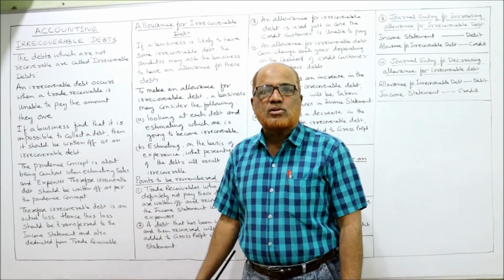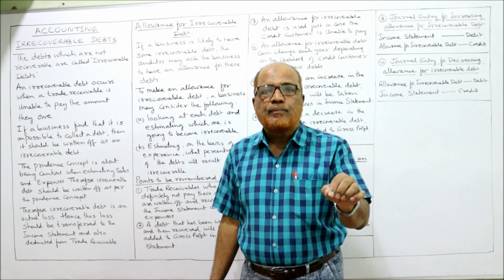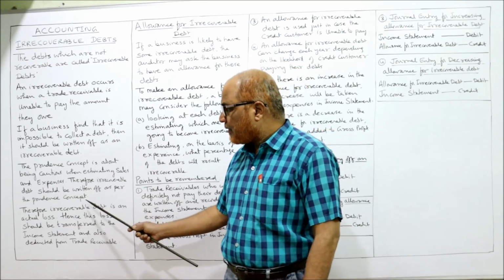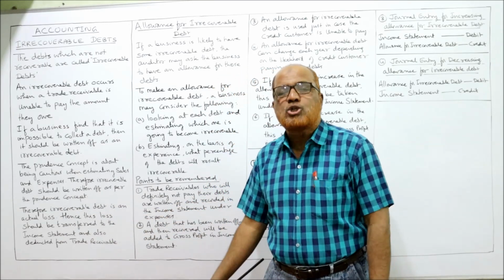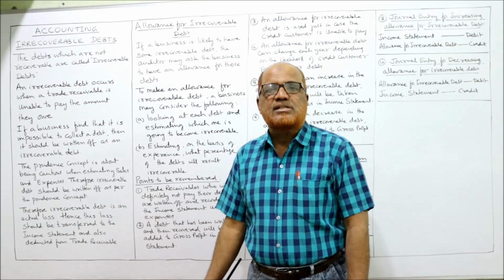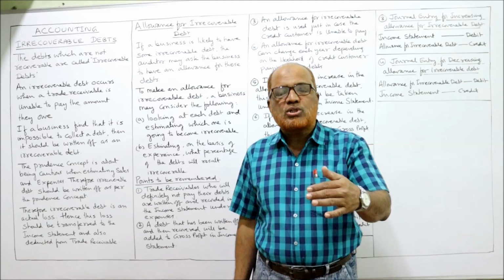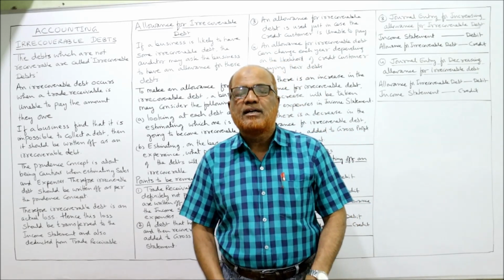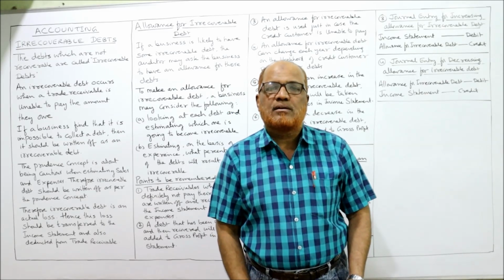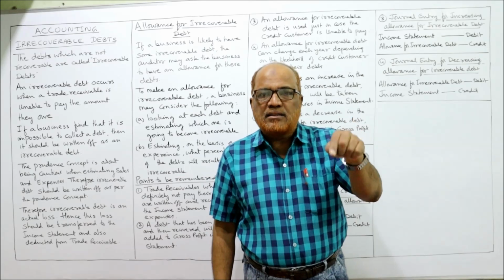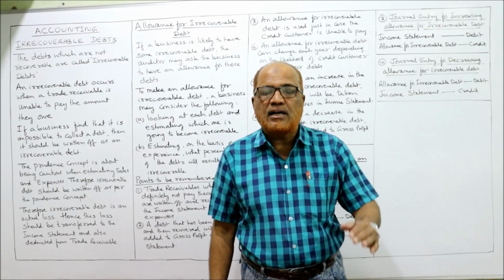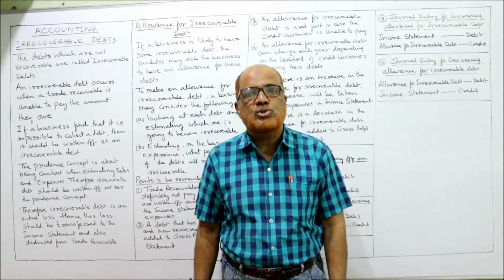So according to this prudence concept, the business should record the loss on account of irrecoverable debt. Irrecoverable debt is an actual loss. Hence, this loss should be transferred to the income statement. So what is the effect of writing off irrecoverable debt? It's a loss, so this loss should be taken in expenses while making the income statement. And this loss should be deducted from trade receivables in the statement of financial position.